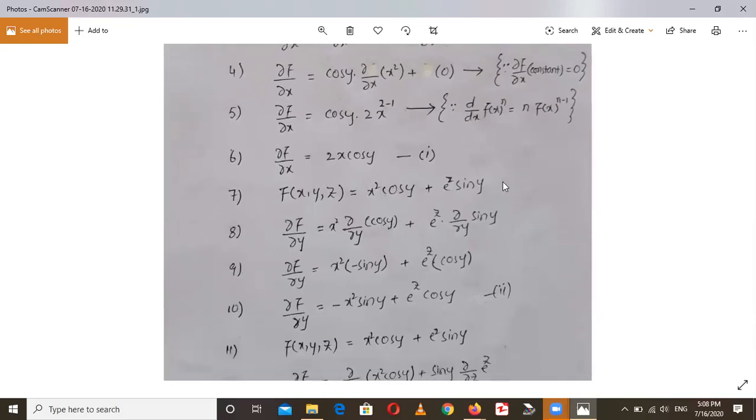Now in step number 6, what I actually did is move this 2 forward, and then x power 2 minus 1, which is equal to x, and multiply by this cos y. So this will become our equation number 1.